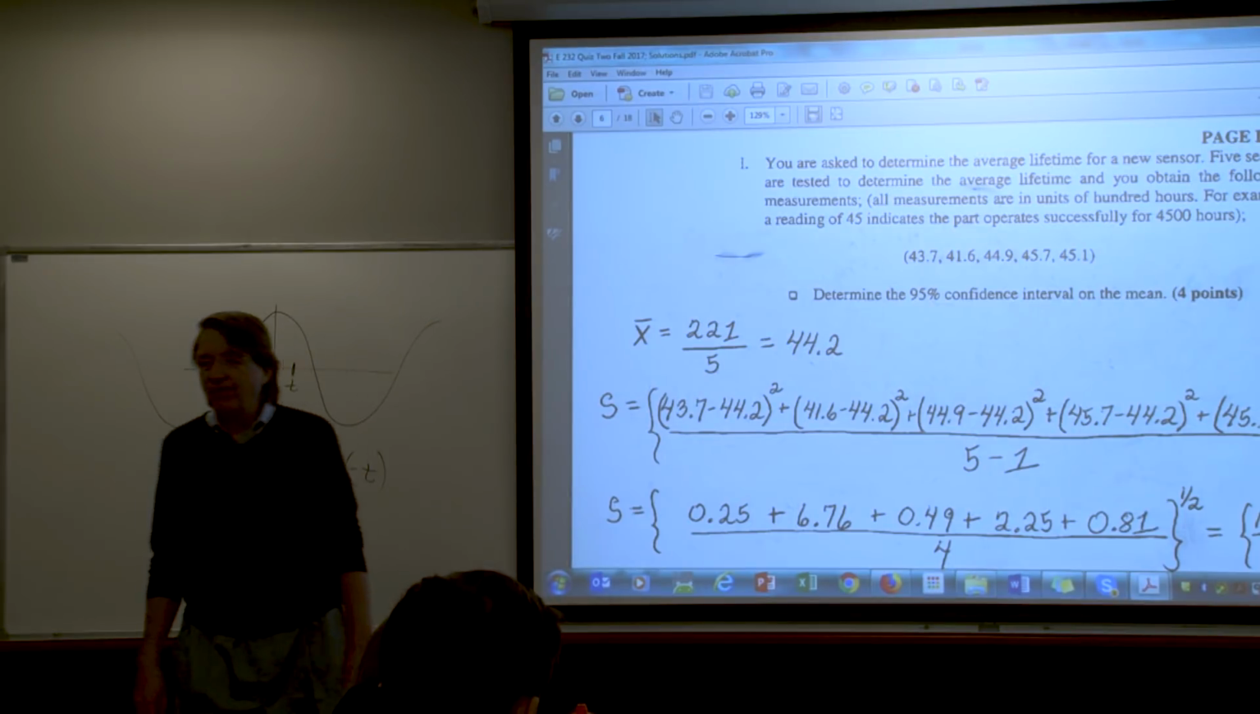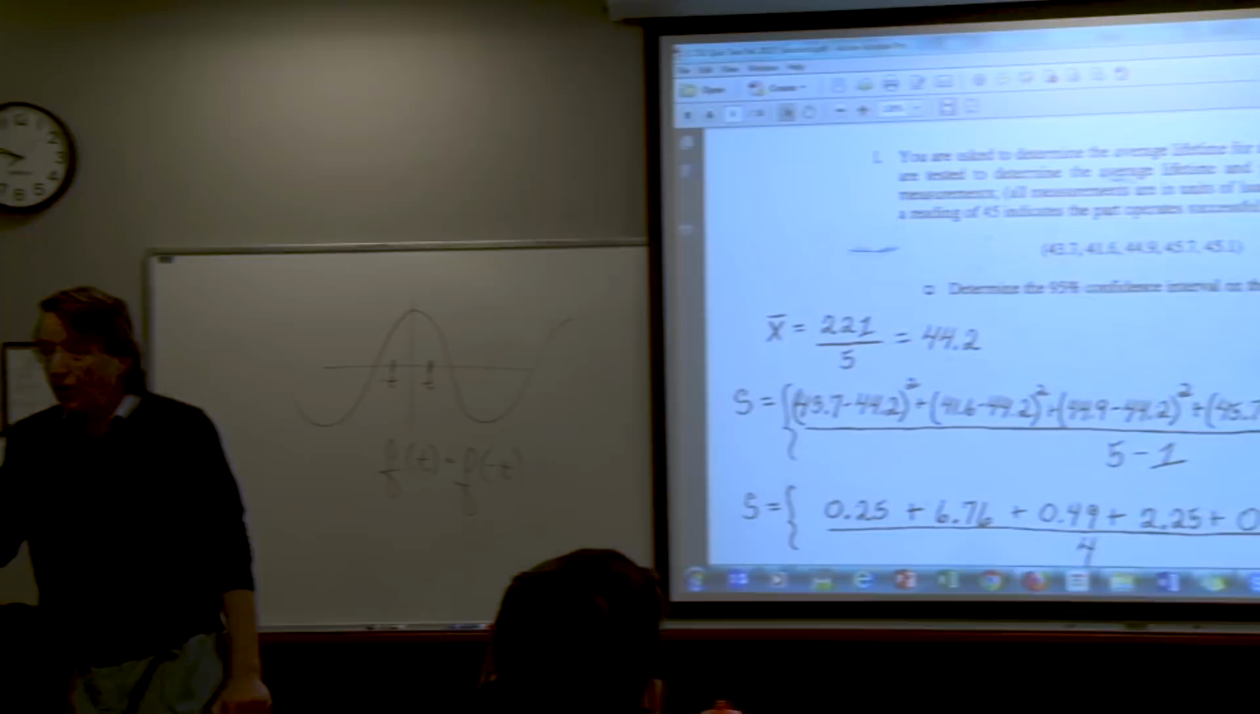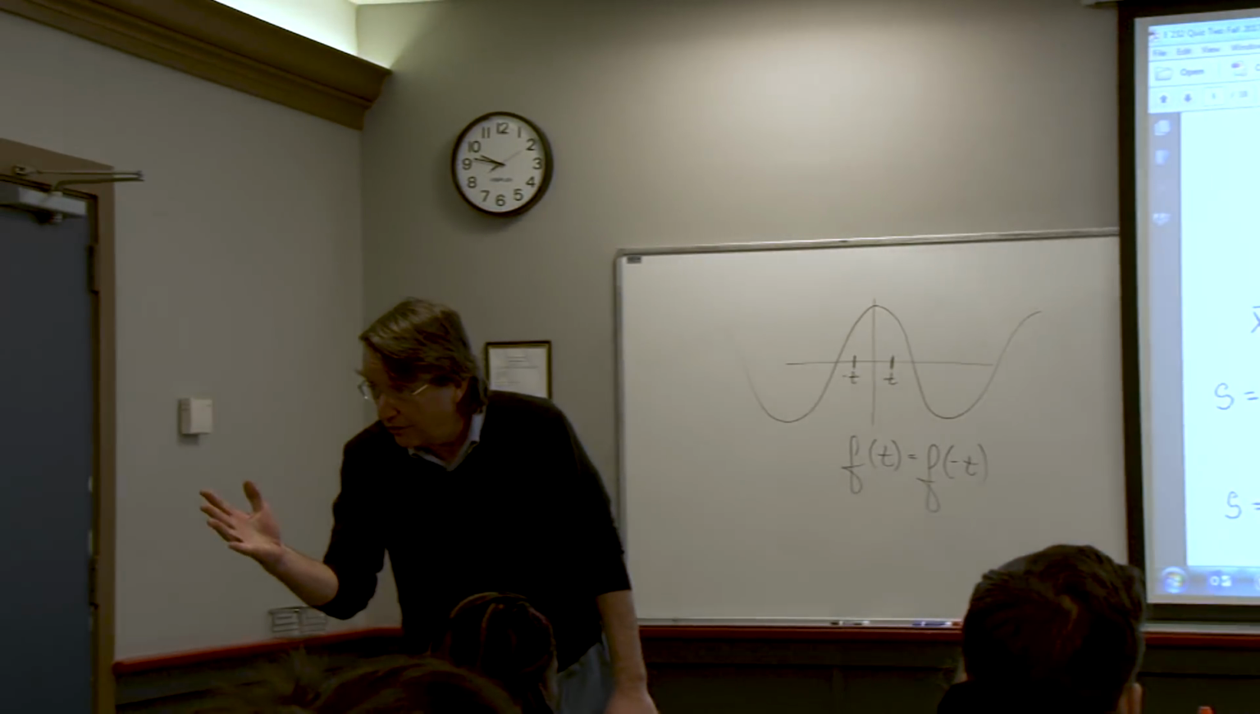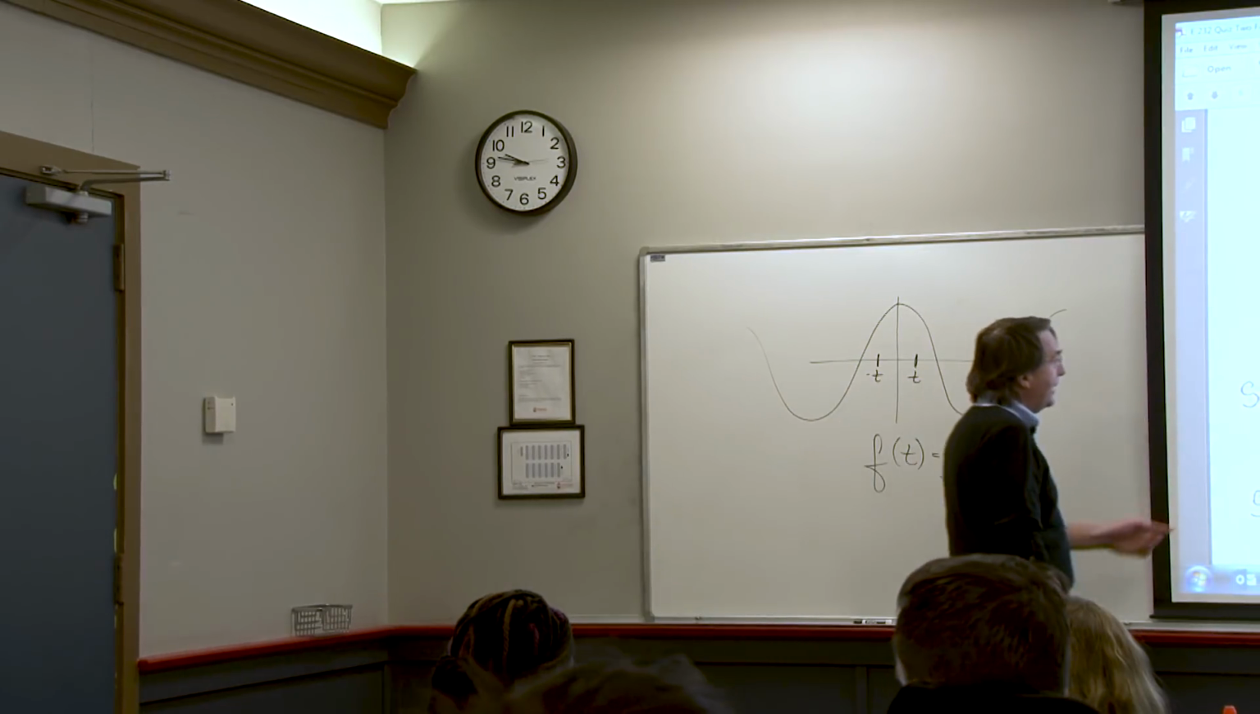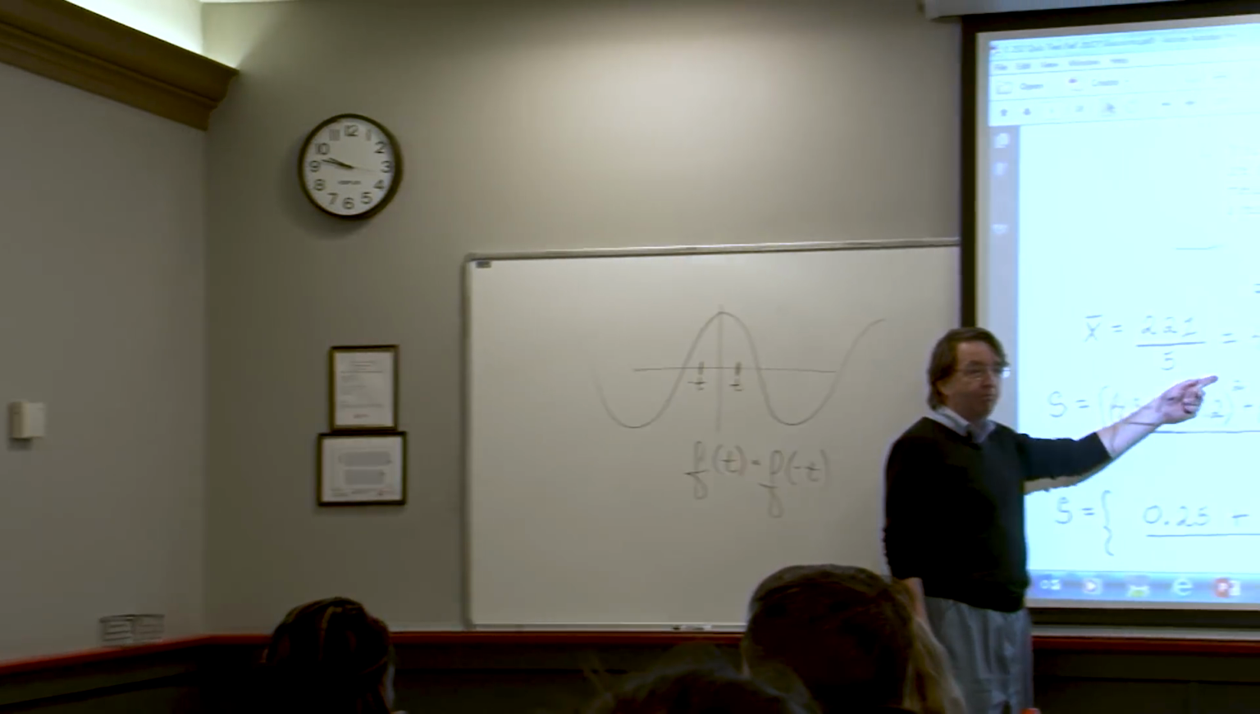So for the 95% confidence interval on the mean, we have to use the student t because there's only 5. So let's calculate the average. How do I do that? Add them up, divide by 5. Boom, done.